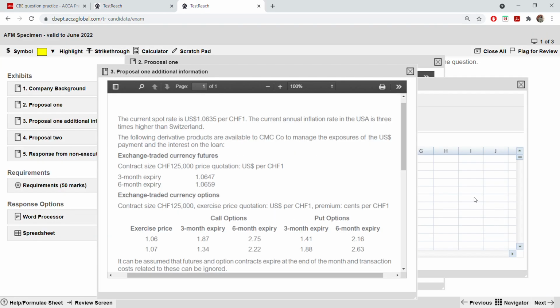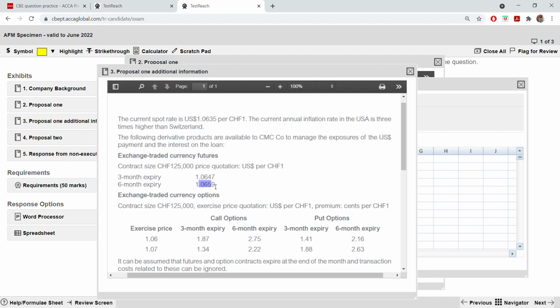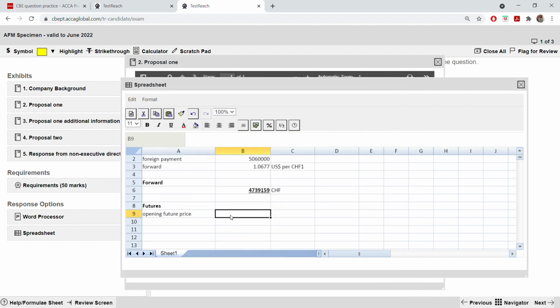So in the Excel, how to put it? Opening future price. So you put your opening future price here. What is the opening future price? It is this one, 1.0659. Remember something, if you're trying to copy paste and it's not copy pasting, if it's something small, a small figure or small sentence, small word that you want to copy paste, don't waste your time trying to solve that out. Just type it like this. If it's not copy pasting, sometimes it gets stuck.